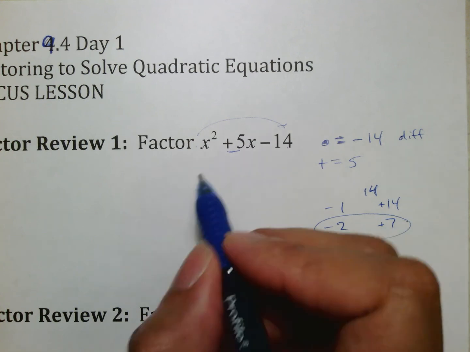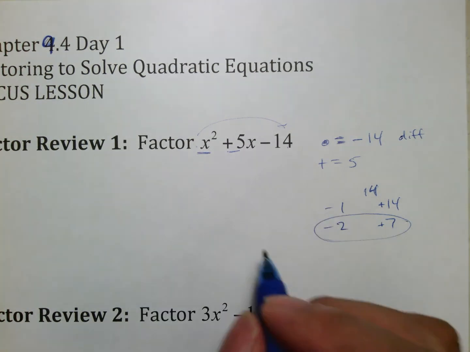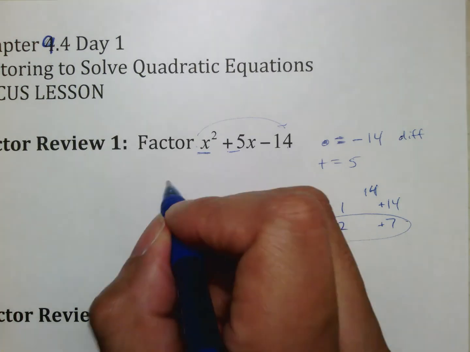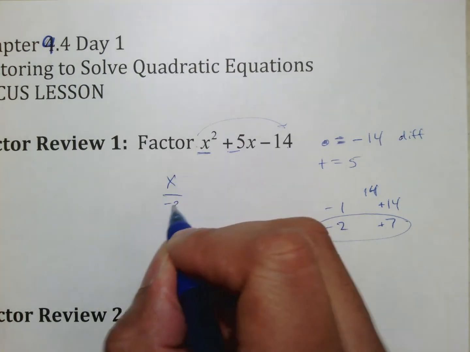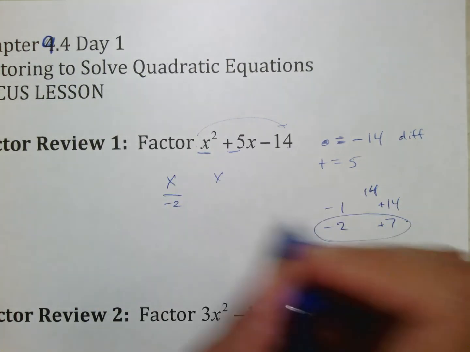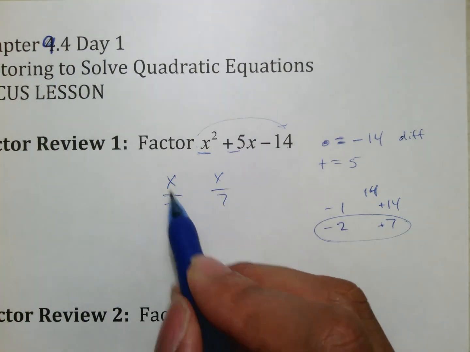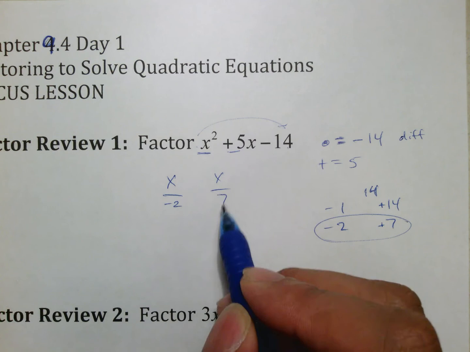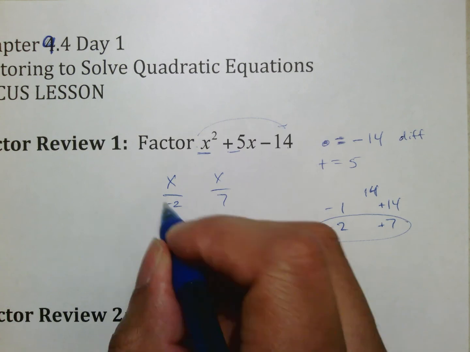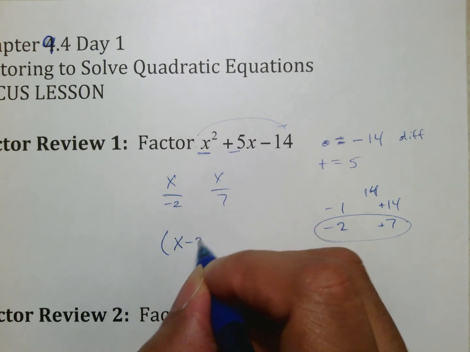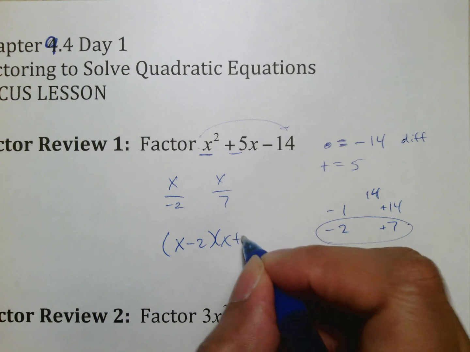Once we do that, we take this piece and simply turn into x. So we put x over this number, and we put x over the other number, and as long as these two fractions are reduced, this is x over negative 2, which is fine. This is x over 7, which is fine. Keep in mind we turn that into x minus 2 and x plus 7.